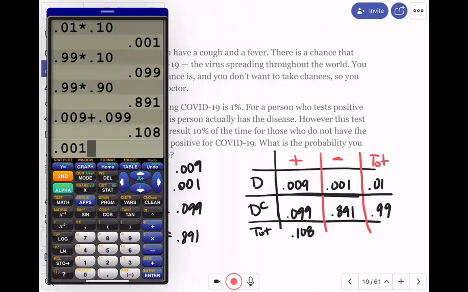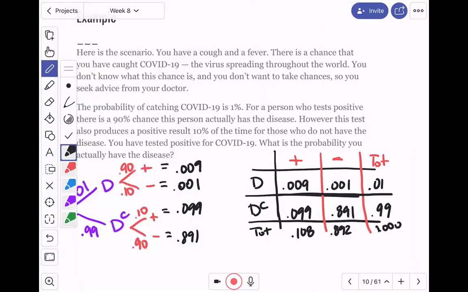And then 0.001 plus 0.891: 89.2% of the people test negative for it. These all add up to 1.00. So what we've done so far is we've just created the actual scenario. We've made a tree and a table for it. I have not answered the question yet.